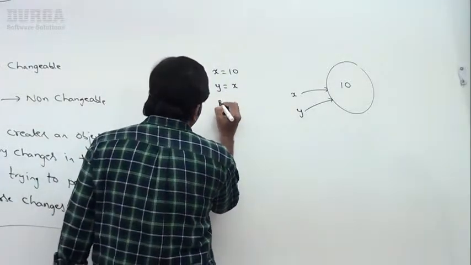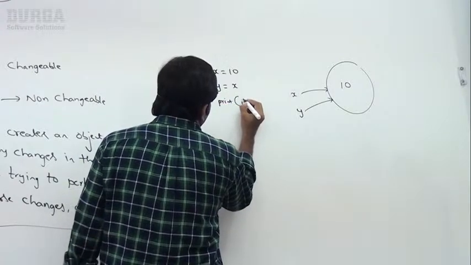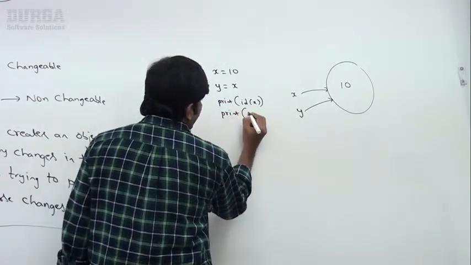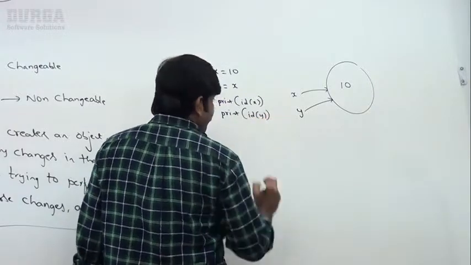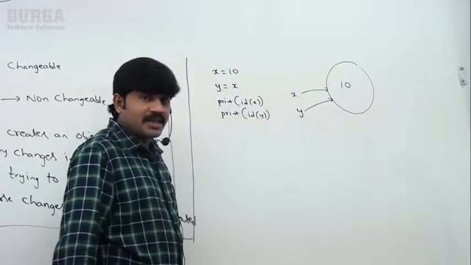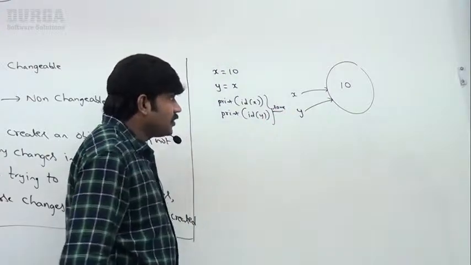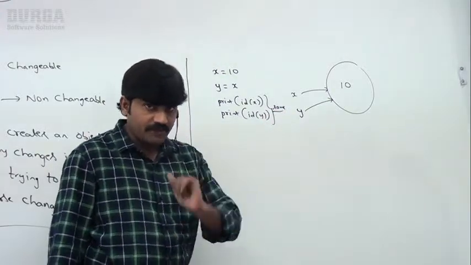Now I'm trying to print the address of x, and print the address of y. In both cases we compulsorily get the same answer, because how many objects are there? Only one object.